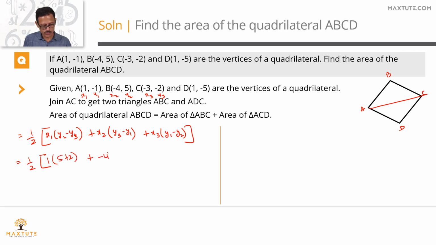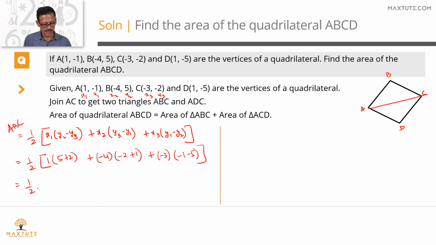Plus x2 is minus 4. Use a parenthesis, so no doubts. y3 minus y1 is minus 2 minus of minus 1, so minus 2 plus 1 is what we have. x3 is minus 3. Again use parenthesis, so no confusion. y1 minus y2, which is minus 1 minus 5. So this is the area of triangle ABC.